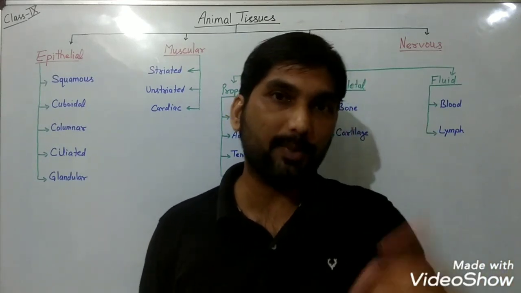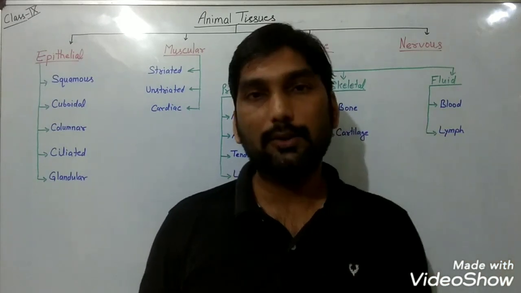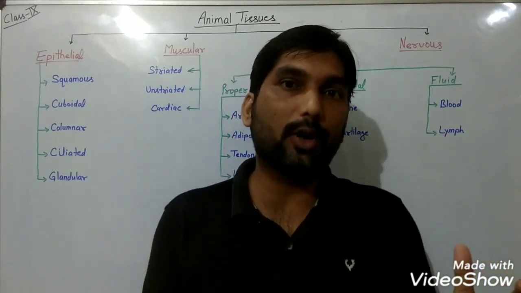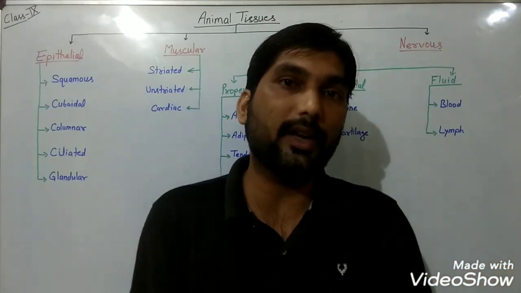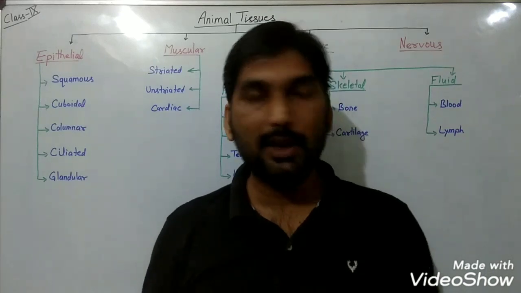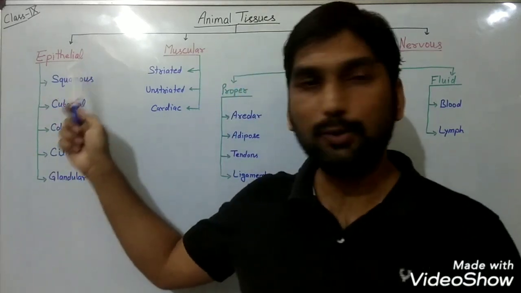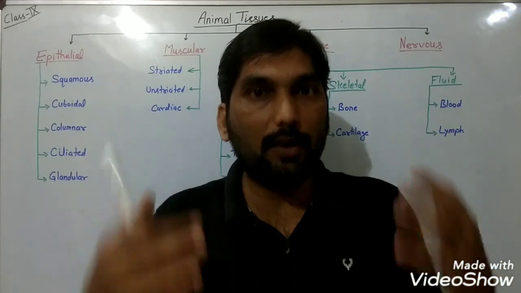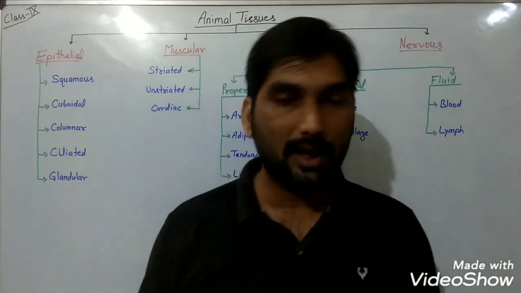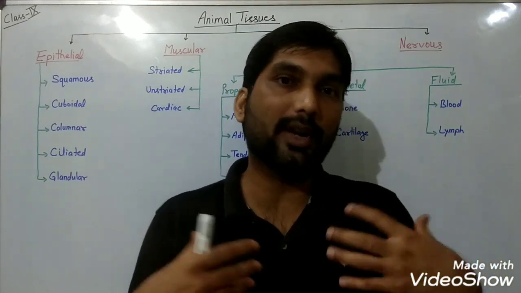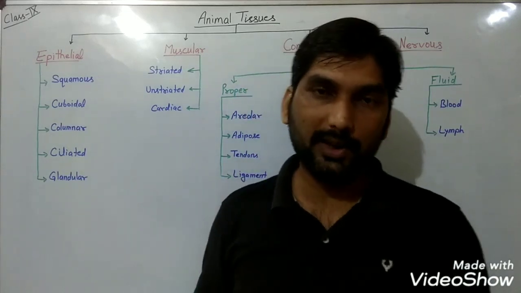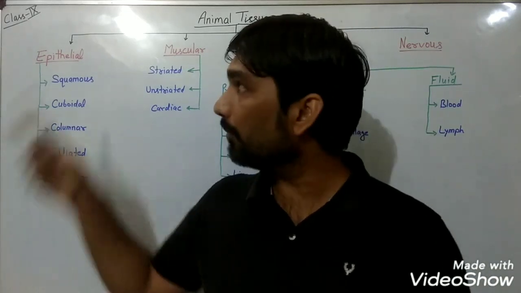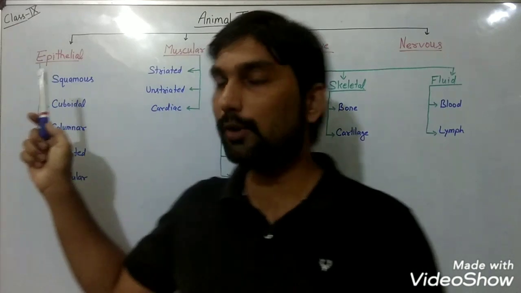So when we talk about the epithelial, perhaps you still remember the epidermal layer of the plant. So epi means what? Outer. For the protection of the body, we need an outer covering around the body surface. So this epithelial tissue provides a covering around the body organs, whether internal or external organs. This covering tissue is known as what? Epithelial in the animals also.